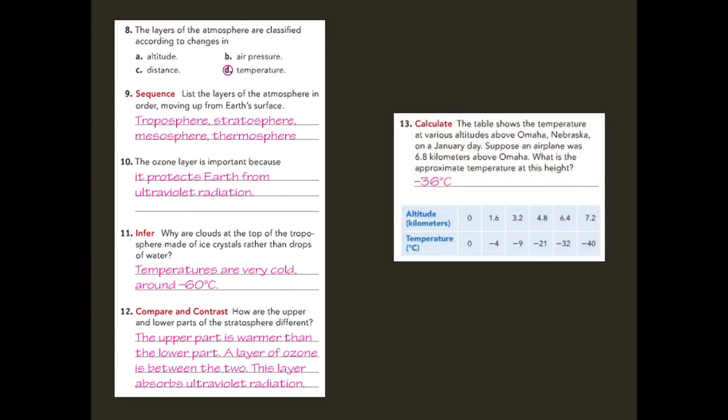Let's go to number 13, calculate. The table shows the temperature at various altitudes above Omaha, Nebraska on a January day. Suppose an airplane was 6.8 kilometers above Omaha. What is the approximate temperature at this height? So, based on the information that we have right there, on the altitude and of course the temperature, remember that it is mentioning that it is at an altitude of 6.8, so we can infer that the temperature will be around minus 36 degrees Celsius.